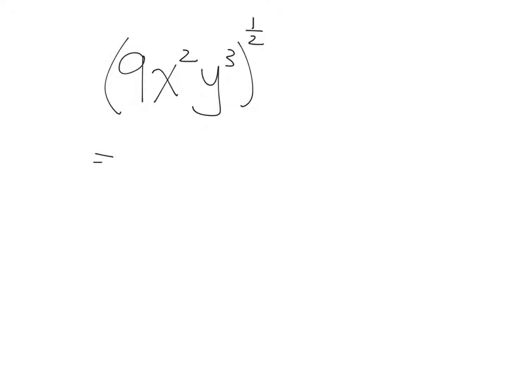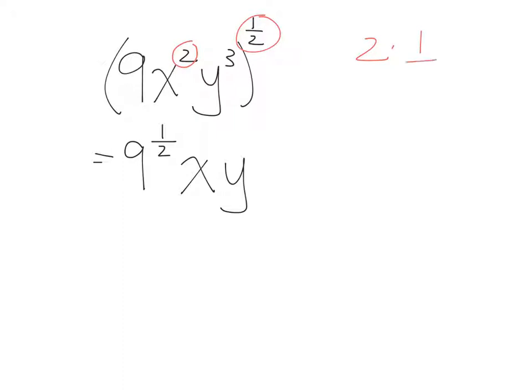Okay, so now using my power of a power law, I know I have to put everything to the power of a half. So 9 to the power of a half, x, so then I have to multiply 2 times a half. So 2 times 1 is 2, 1 times 2 is 2, so I just have x. I'll just show that. So when I'm multiplying these two, 2 times a half equals 2 over 2, which is 1. Okay, and then y, 3 times a half would become 3 over 2. So that's what I would get.